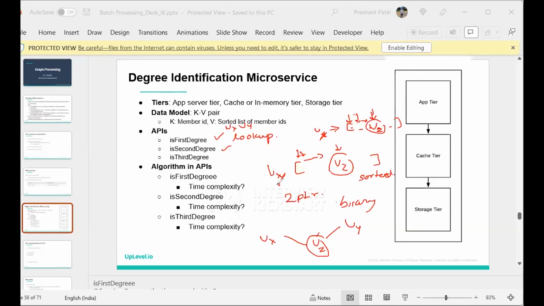And what would be the complexity here in this case? For first degree, what would be the complexity? It would be order of something.